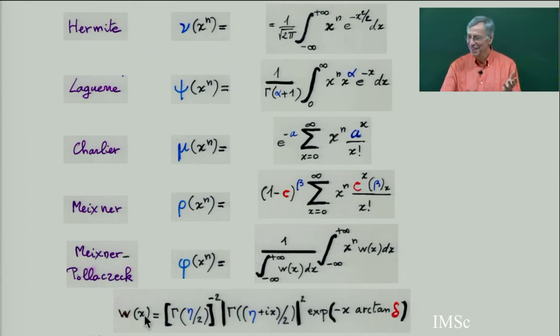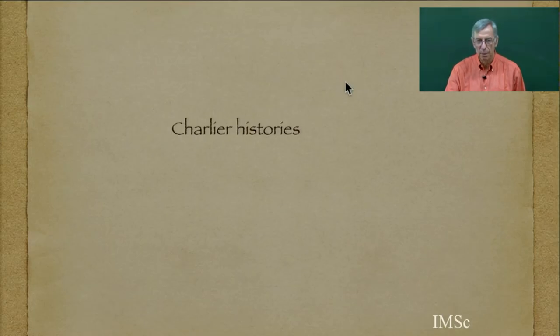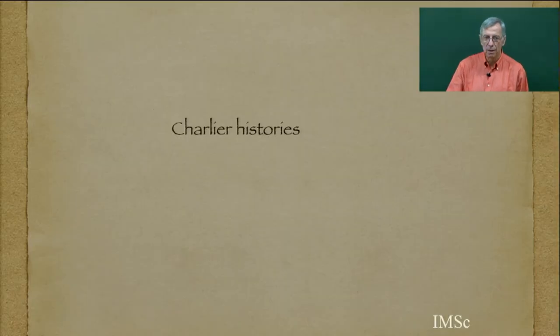Look at this. With Laguerre's theory, we are able to give a commutator interpretation of the moment. All this I am going to give without any calculus. And this is only with the Laguerre polynomials, which are located here in the Askey scheme. So Charlier history: we have done Hermite, we have done Laguerre, but let's do Charlier history.